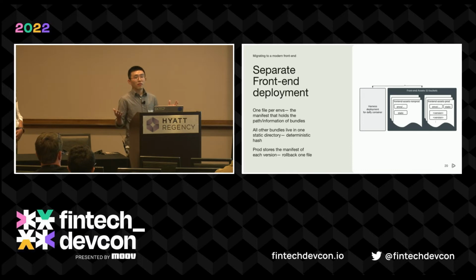And what about the result of the compilation? JavaScript files, CSS files, static images, everything, we just deploy into one directory called static. Because we generate the files deterministically, we don't have to deal with an extra layer of overhead there. And we store the manifest file of each version when we deploy to production, so that when we want to roll back the dashboard front end, all we need to do is roll back one file.